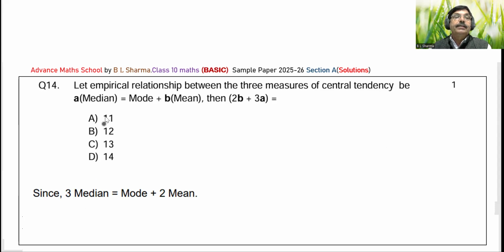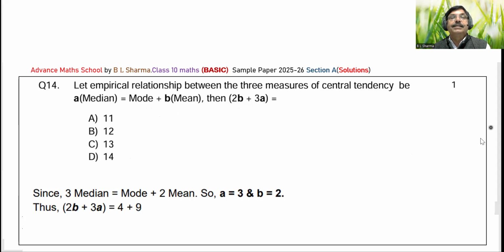So here A is 3 and B is 2, because the coefficient of mode is 1 here. So in place of A you put 3, in place of B you put 2, and get the answer. So 2B plus 3A is equal to 4 plus 9. 2 times 2 is 4, 3 times 3 is 9. 4 plus 9, that is 13.